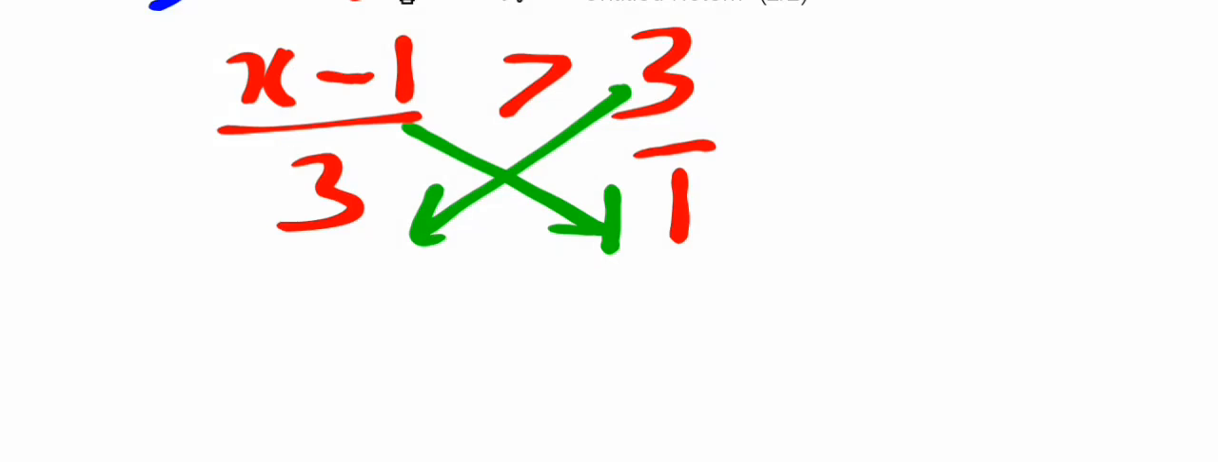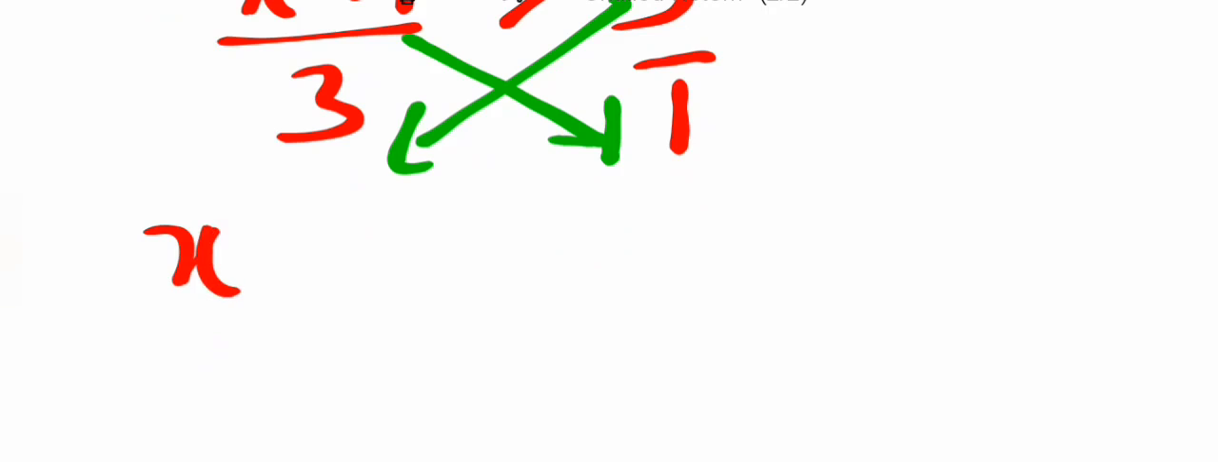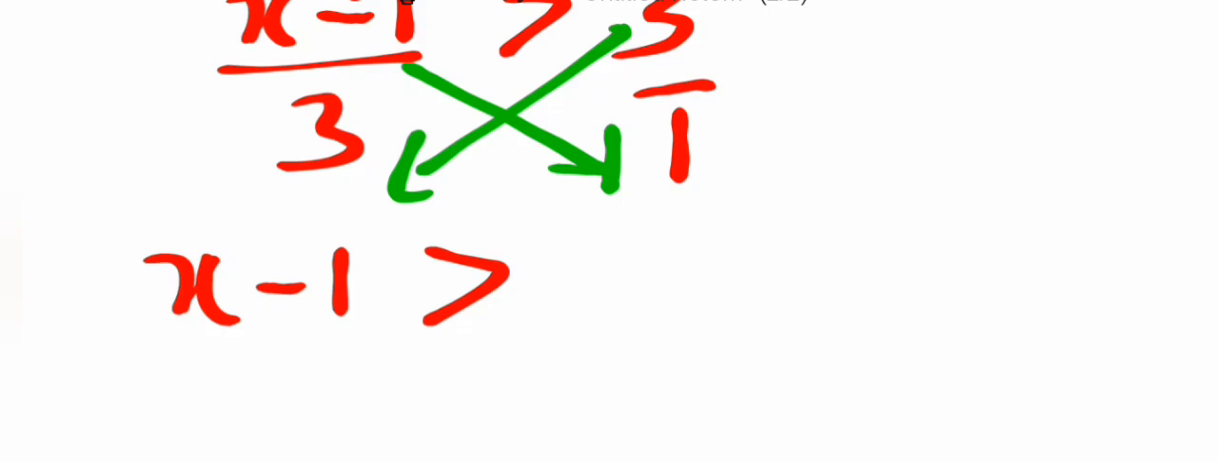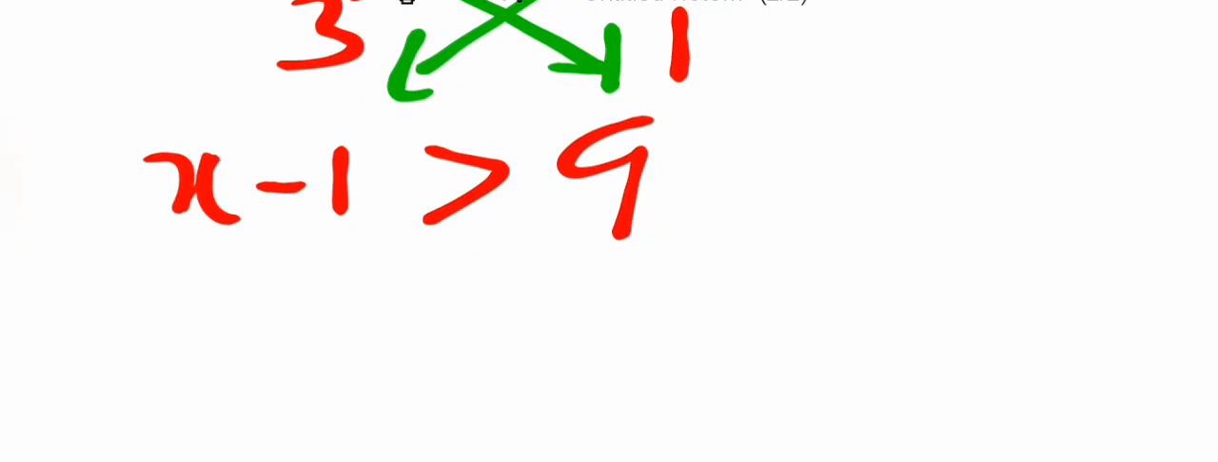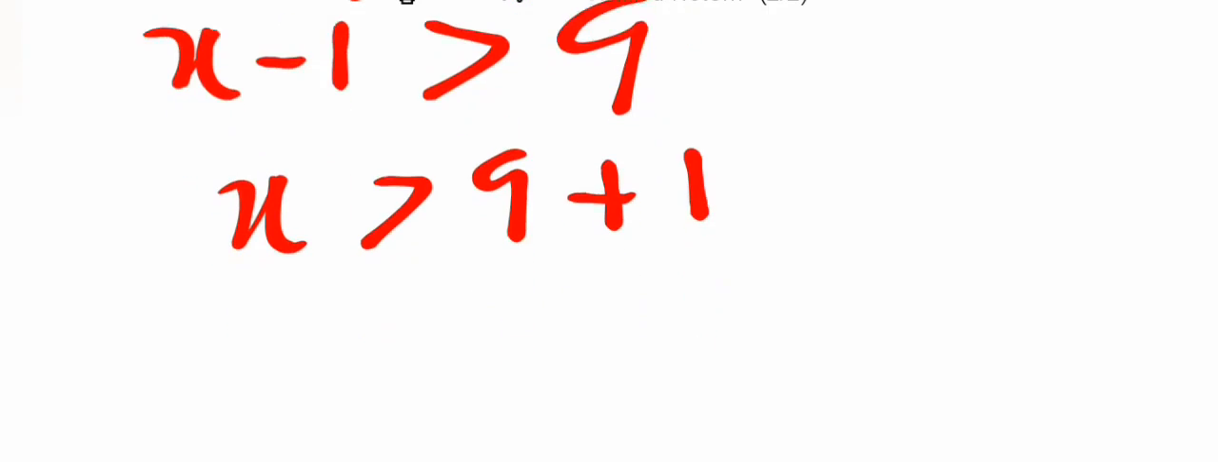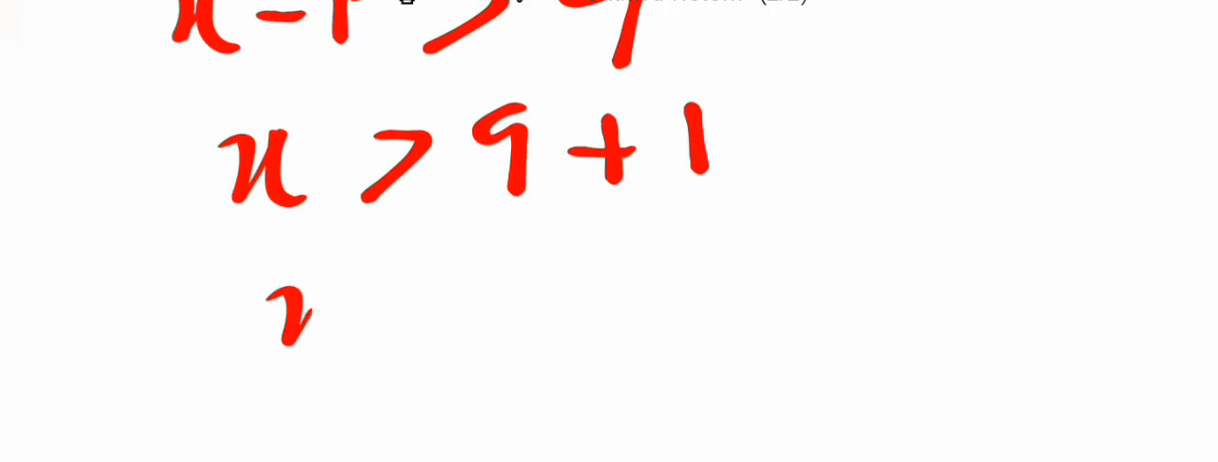So we have, this becomes x minus 1 times 1, that will be x minus 1. Then greater than, we maintain the symbol for greater than. 3 times 3, that's 9. And we solve by bringing minus 1 here, that will be x greater than 9 plus 1. And that will make it x greater than 10, which is the final answer there.